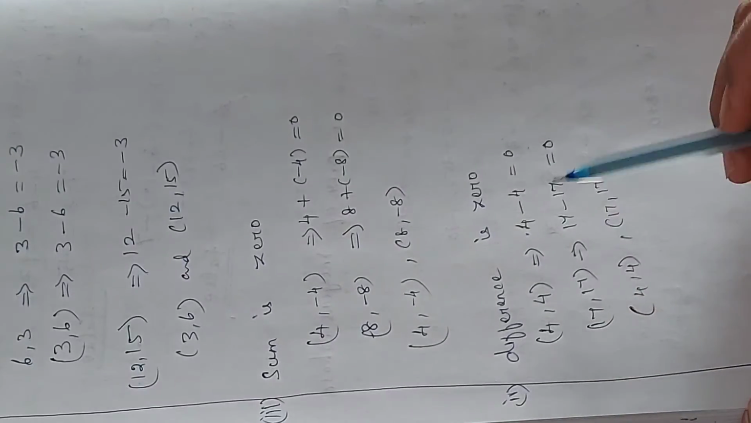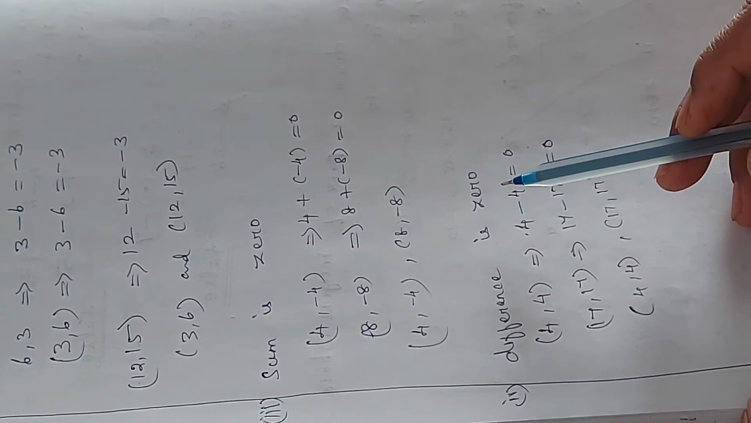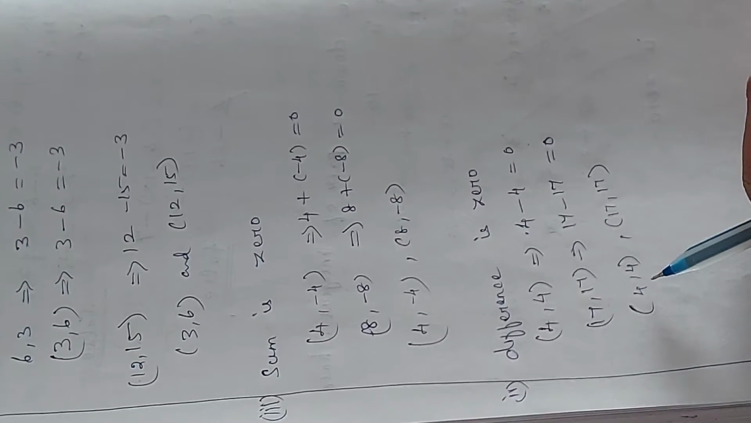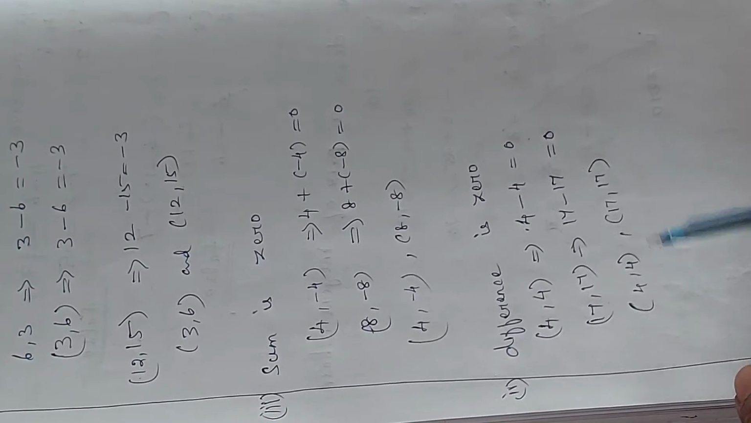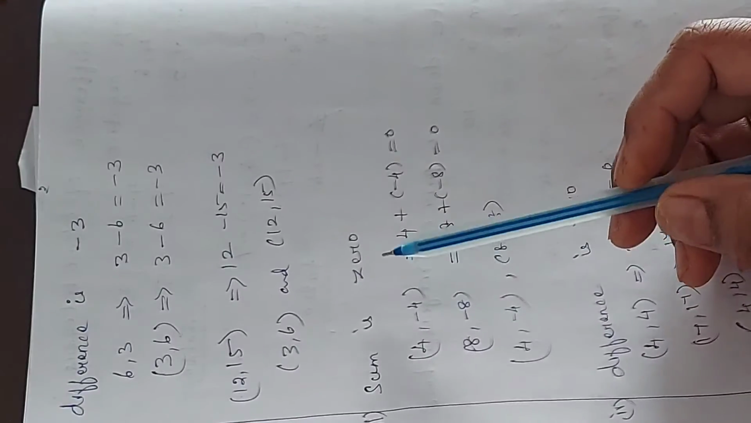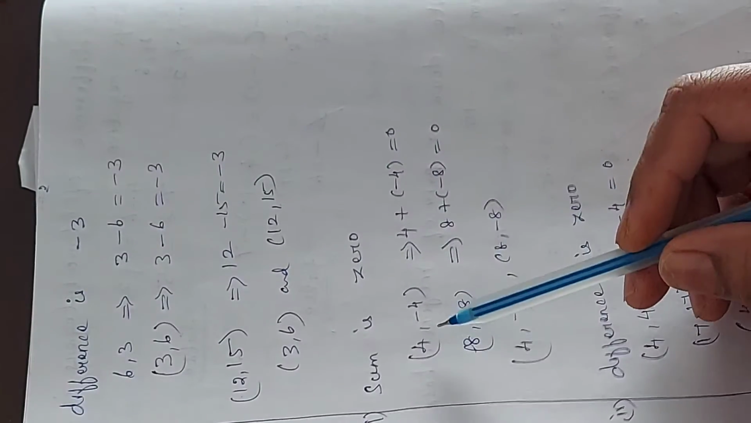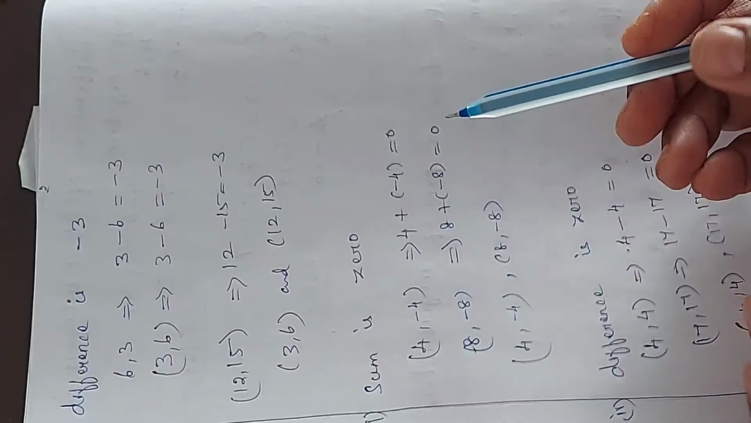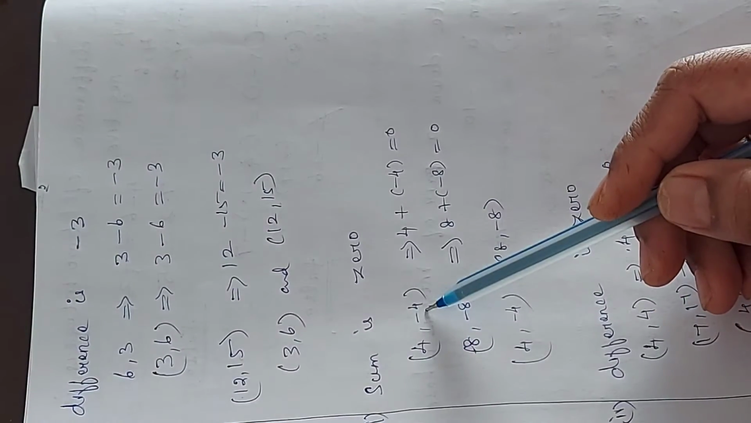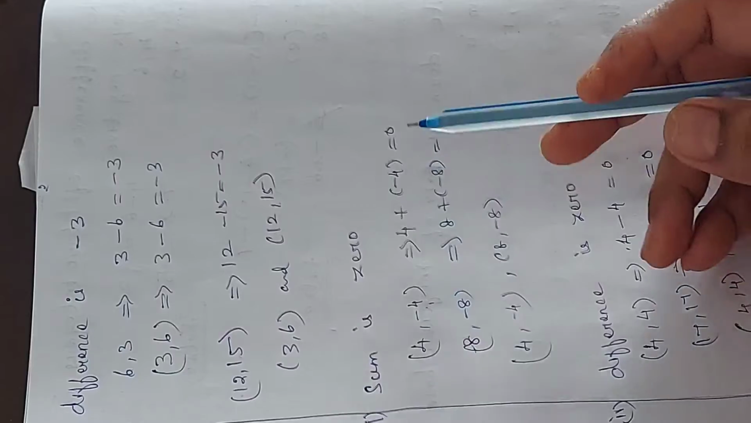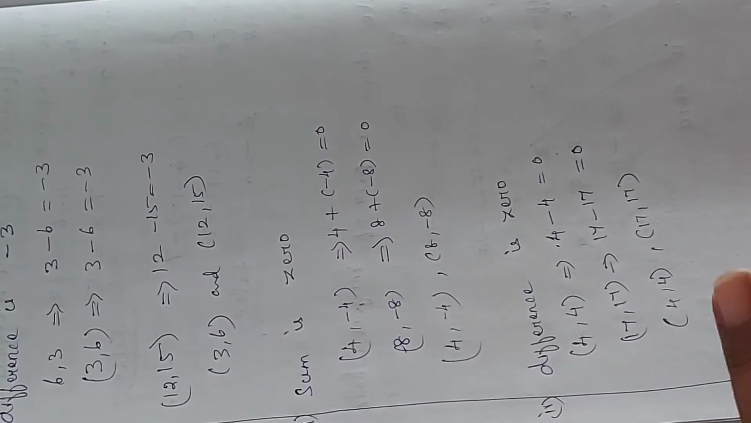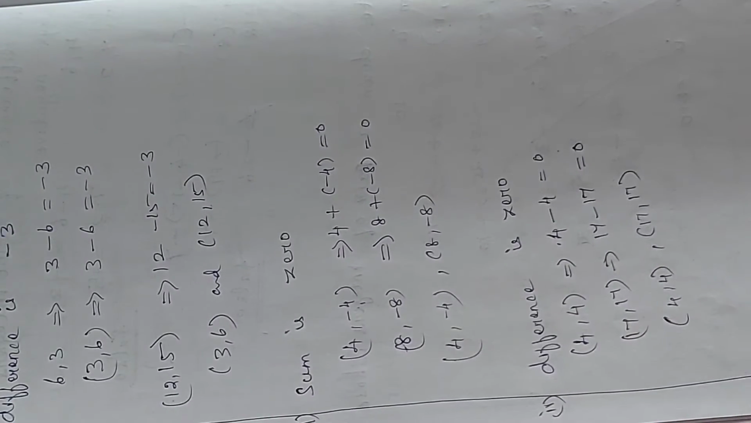If we calculate the difference and the answer should come as 0, you have to take both integers in the same sign. If the sum has to be 0, then we have to take the same number but in the opposite sign. If I take 4, I have to take minus 4, then only the sum will be equal to 0. If we have to find the difference as 0, we have to take the same number in the same sign.